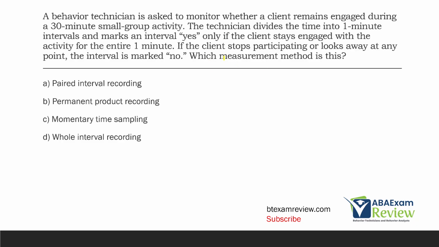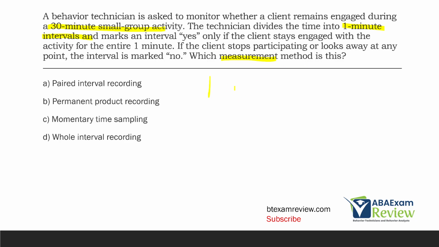So we've been talking a lot about this measurement type lately, and we are first going to determine in a question like this, well, what type of measurement are we using? Is it continuous? Is it discontinuous? Is it permanent product? Well, in this case, the technician is looking at a 30-minute small group activity, and they divide the time into 1-minute intervals. So as soon as we see that, we think discontinuous because we've broken it up into these intervals of time.